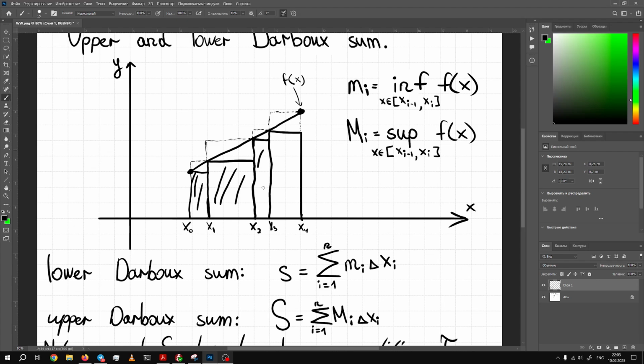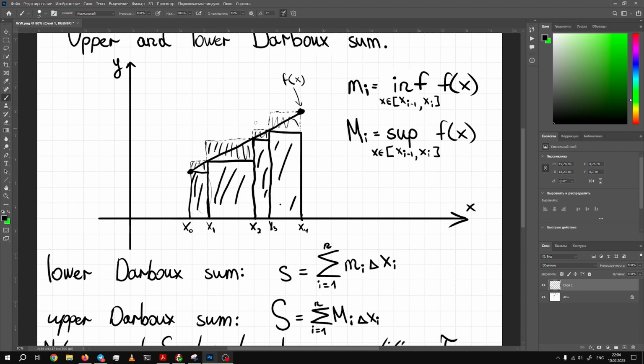So this is the set of these rectangles, guys. Yeah, it is the lower Darboux sum. And the upper Darboux sum is also a sum of areas of rectangles, but in each rectangle we take the height as the supremum on each interval. So the upper Darboux sum will be this whole set of rectangles.